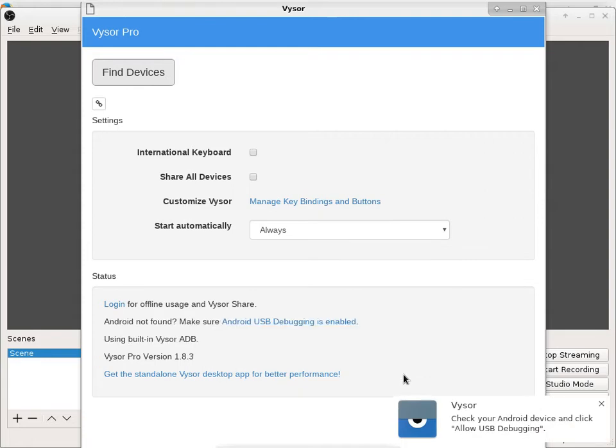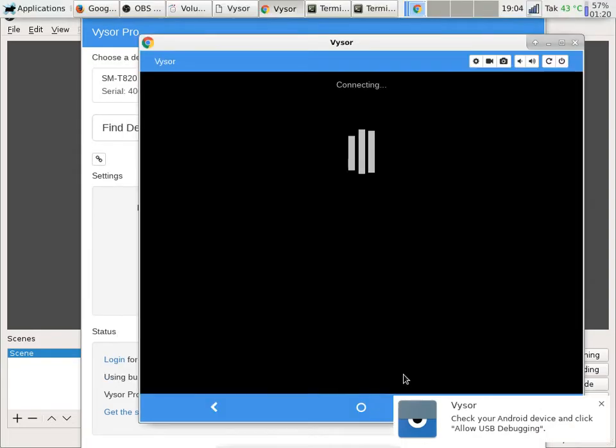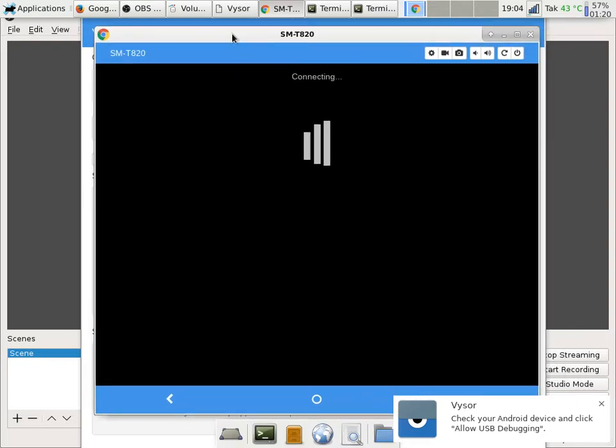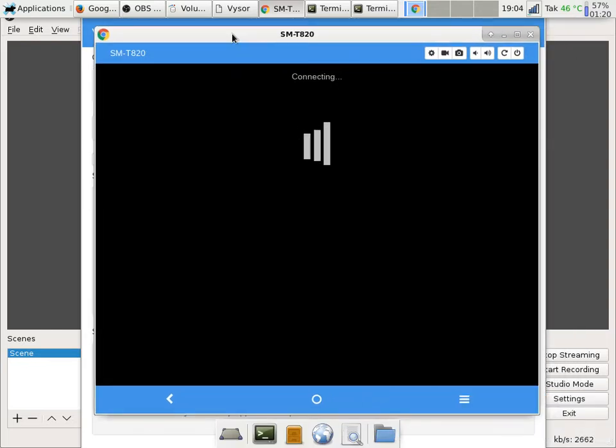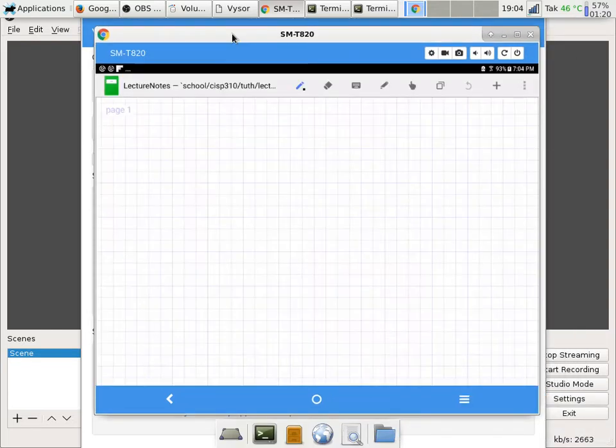Here we go. Turn on my tablet. All right. Takes a little bit of time. USB connected. All right. So this is my tablet. Whatever I draw here will appear up here. So let's go ahead and take a look at a NAND 2 gate.